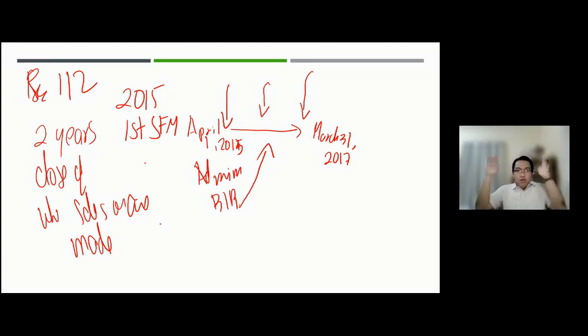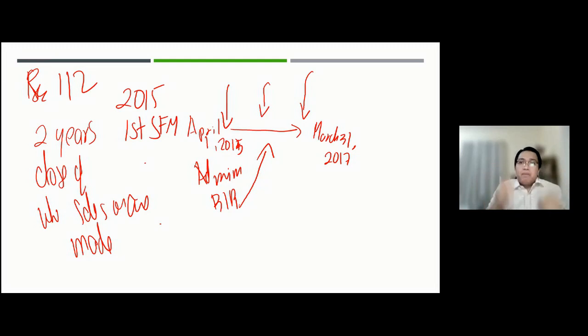Now, you file your application with the Bureau of Internal Revenue, and your application must include all your supporting documents. Because after you file your claim for refund, the BIR has a period of 120 days under the old rule, 120 days to decide your claim for refund. And that 120-day period is counted from the date of complete submission of the supporting documents. Okay? The submission of the complete documents.